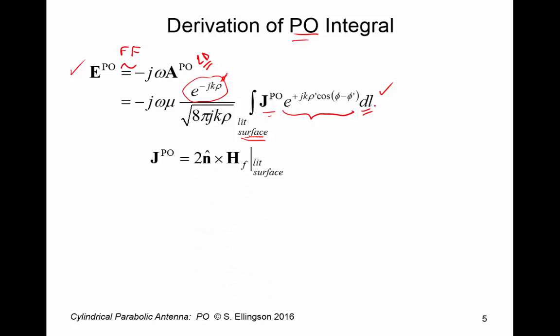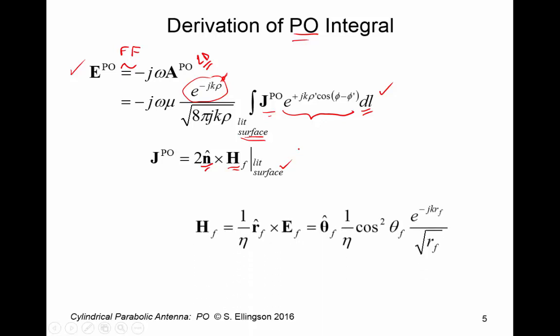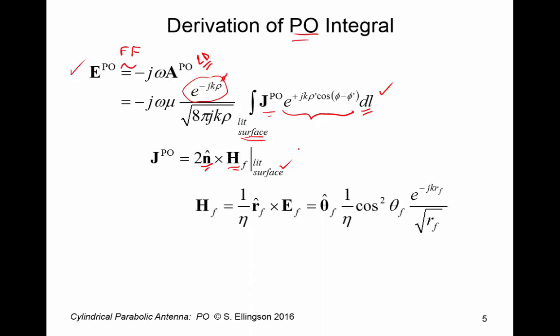Here are the physical optics currents, simply 2n hat, that's the surface normal, cross H from the feed. And again, that's defined to be non-zero only over the lit surface. So we need to know H. H we can get from the plane wave relationship, right? 1 over the free space impedance, or the impedance of whatever media we're in, we'll assume free space. Direction of propagation cross electric field. That's the plane wave relationship that gives you H from E.